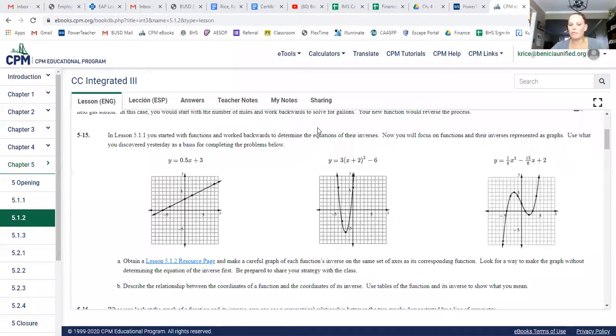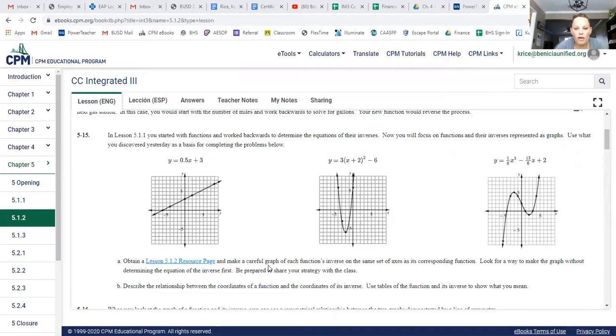This is problem 15. Again, this is the resource page. It's clickable here, or I posted it in Classroom. So we're going to use what we did with inverses yesterday to continue and talk about graphs of inverses.